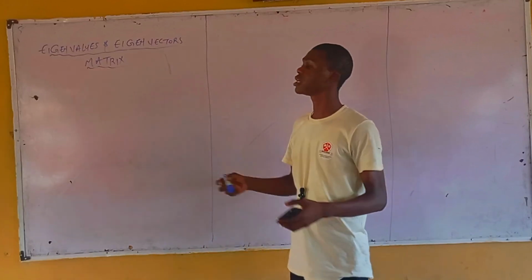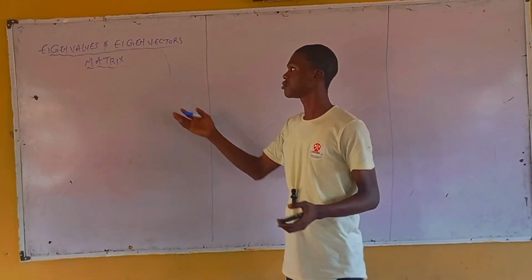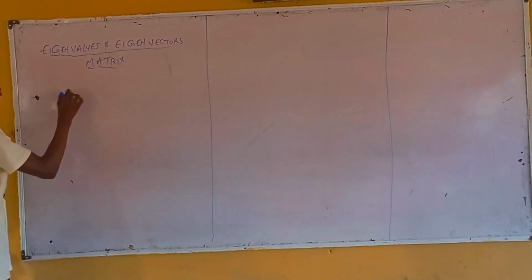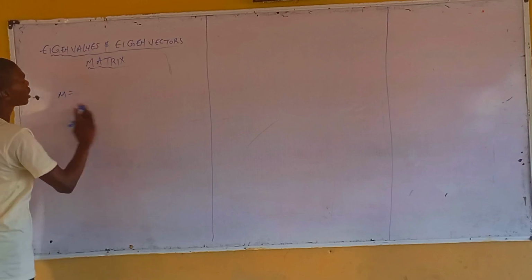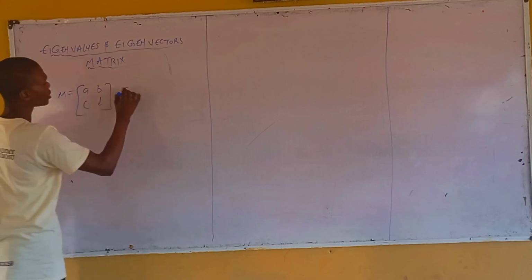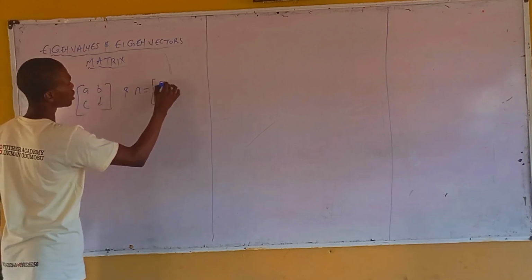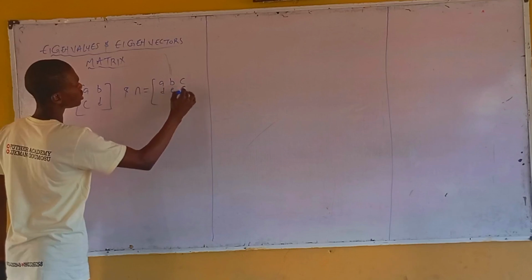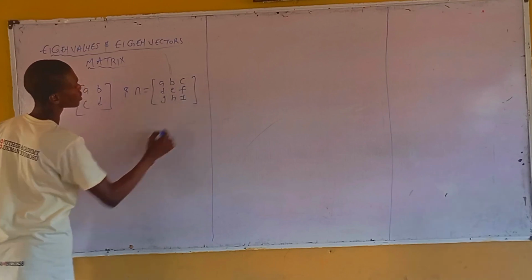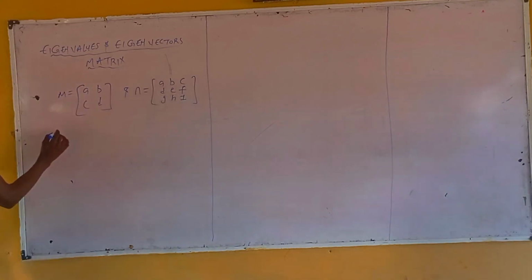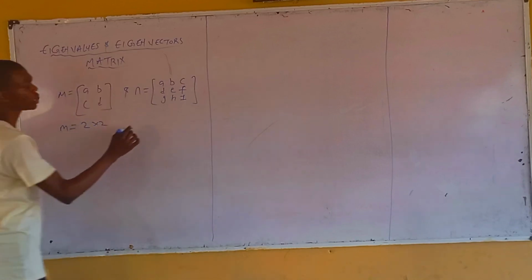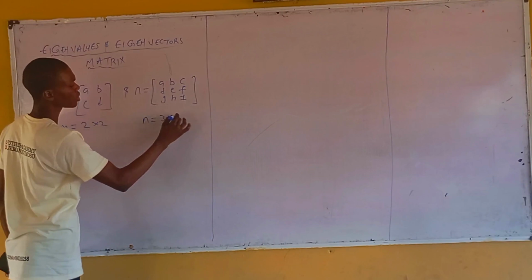We want to look at what we call eigenvalues and eigenvectors under matrix. From what we know, this is the representation of a matrix. Let's say M equals A, B, C, D, and N equals A, B, C, D, E, F, G, H, I, right? From here, what type of matrix is M? This is a 2 by 2 matrix. Then N is a 3 by 3 matrix.